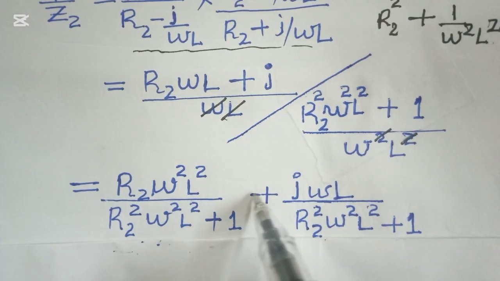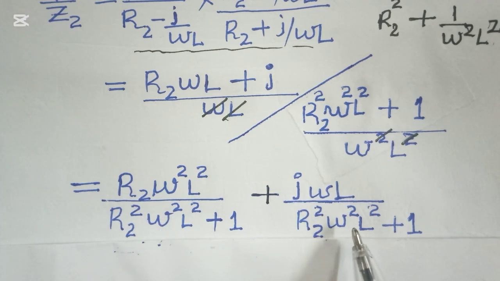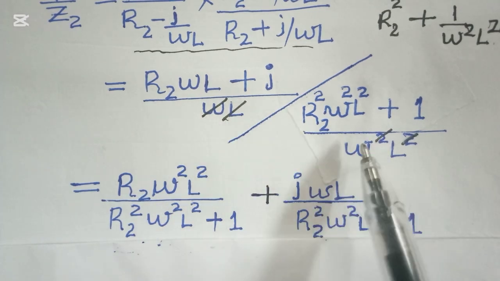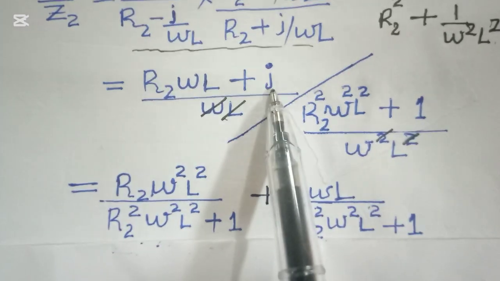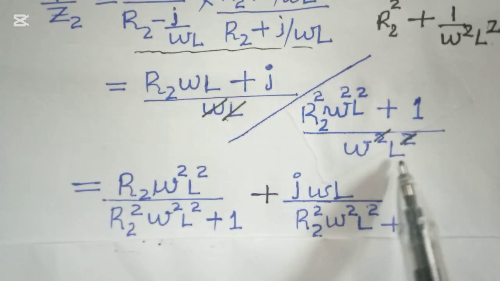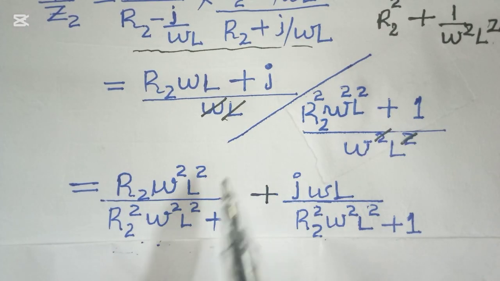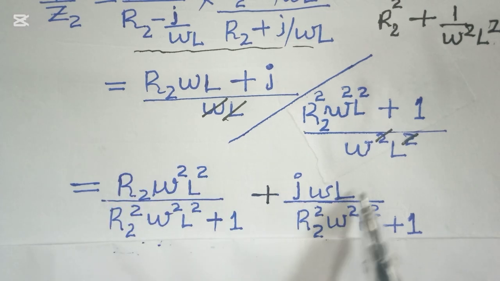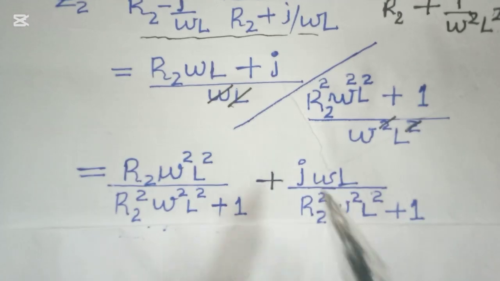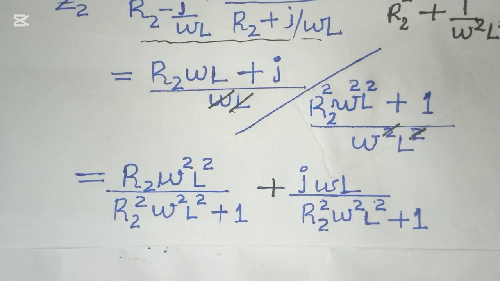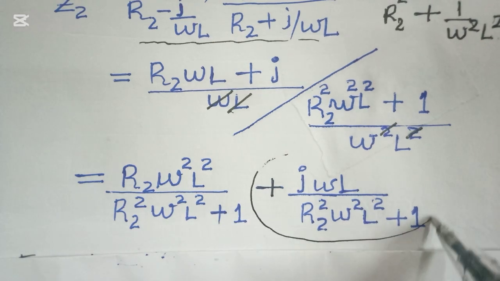And this now, already we have separated the real and the imaginary part. After we have cancelled that and placed this as a denominator, notice that we have j here, which has the WL, and therefore we can now separate them to have the real part and the imaginary part. And so this is our imaginary part here.